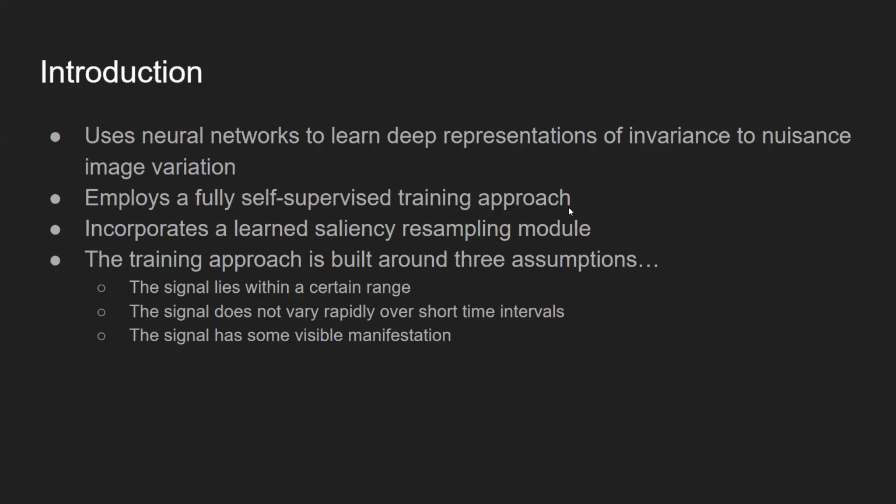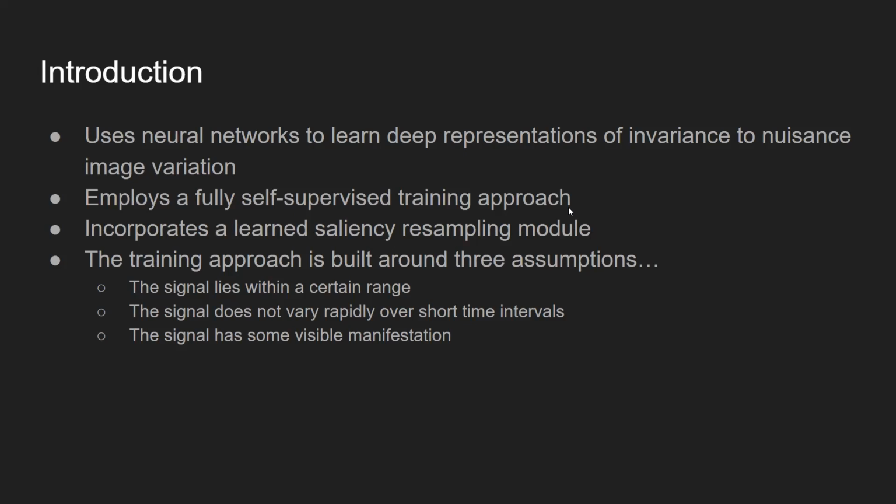So this approach applies neural networks to learn deep representations of invariance to nuisance image variation and employs a fully self-supervised training approach. It also incorporates a learning saliency resampling module into both the unsupervised approach and supervised baseline. This shows that by allowing the model to learn where to sample the input image, it reduces the need for manually selected features and provides interpretation into the model's behavior.